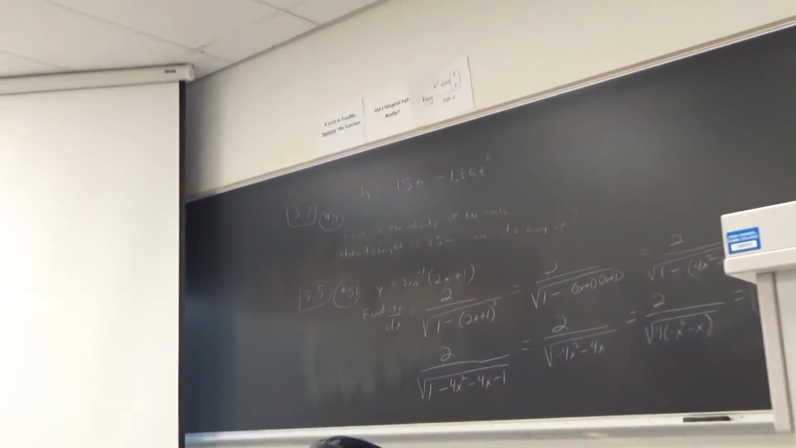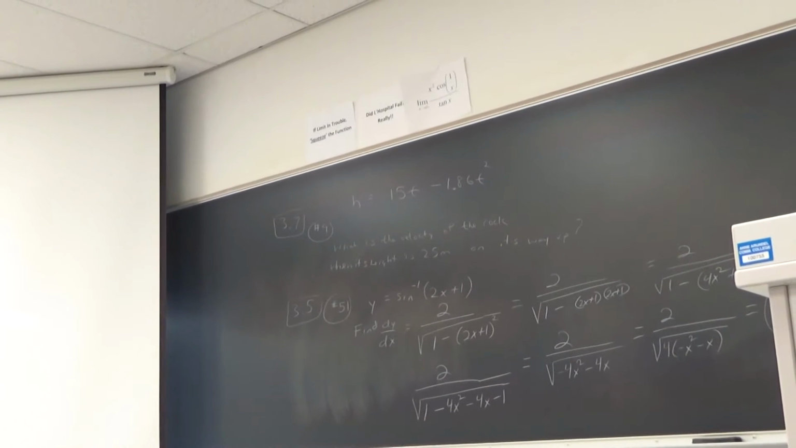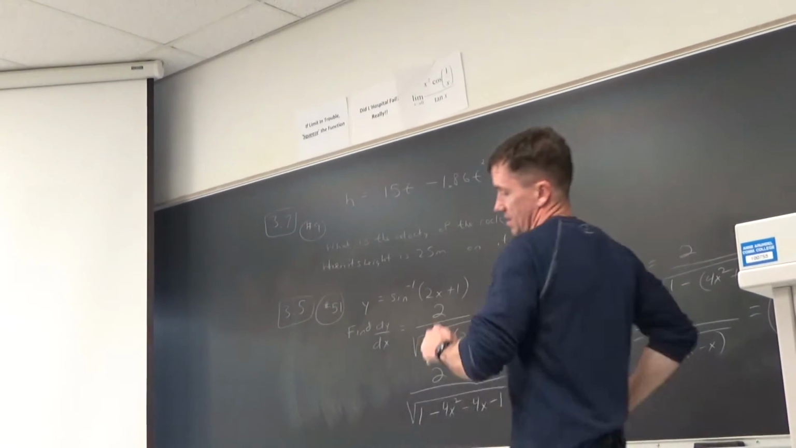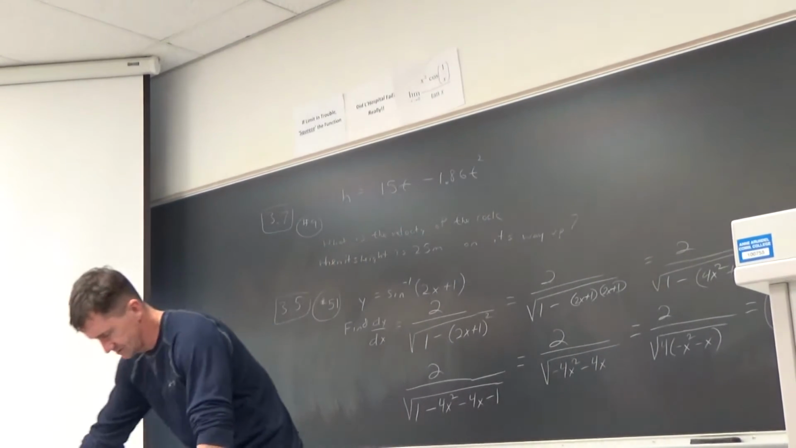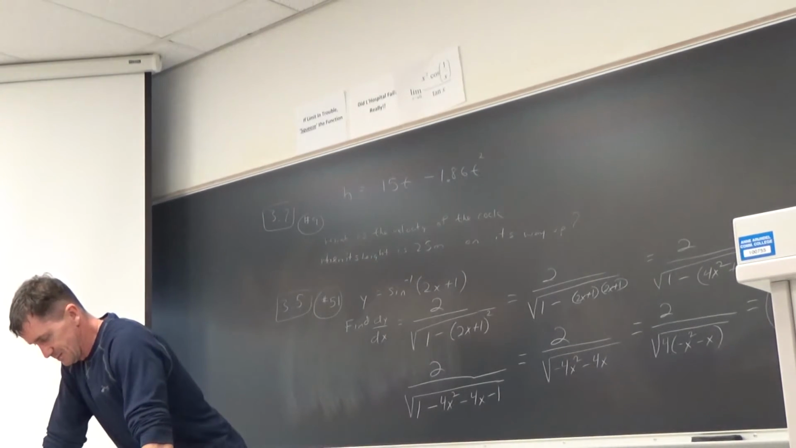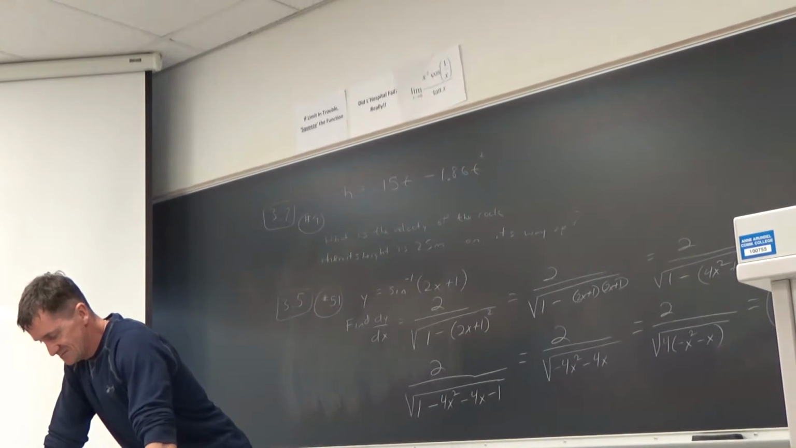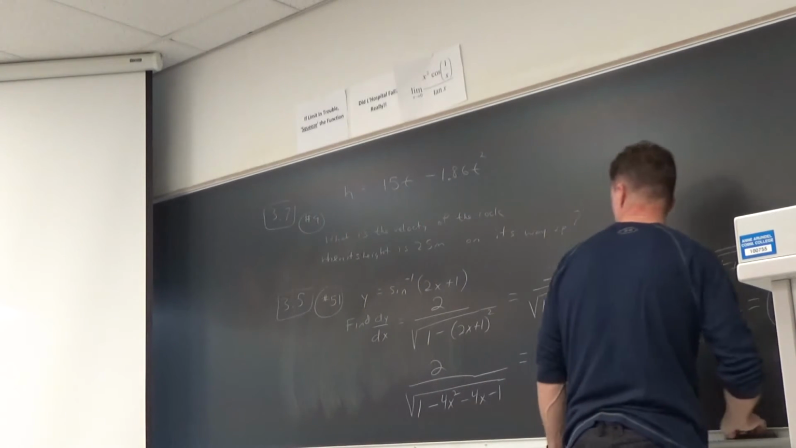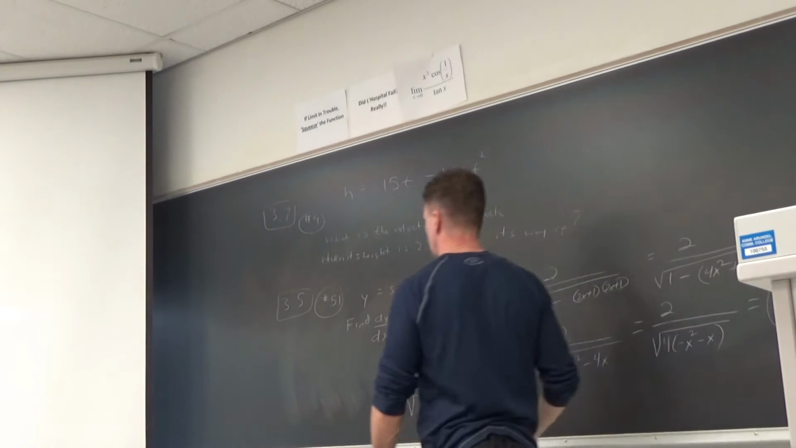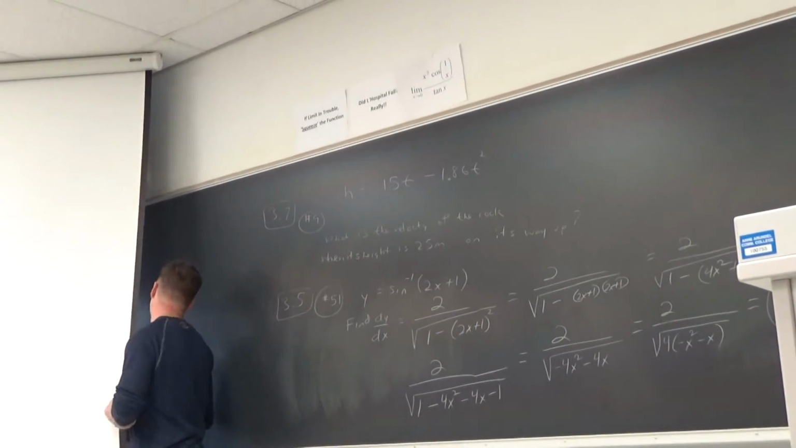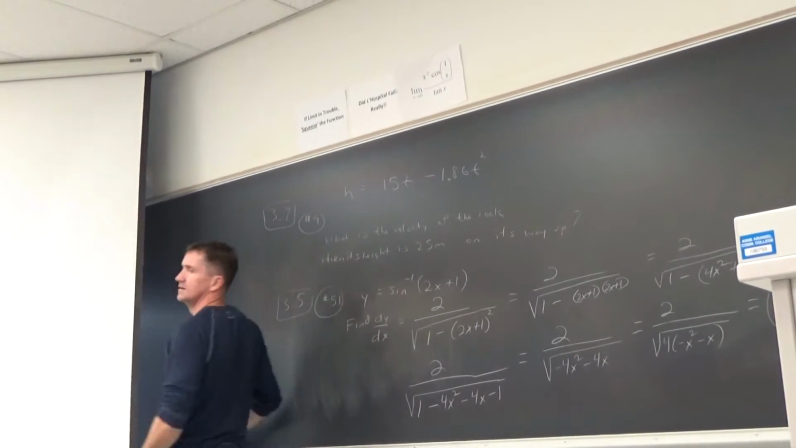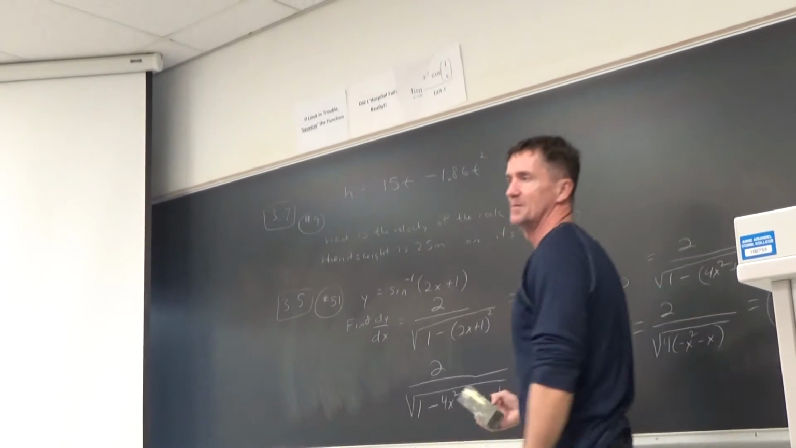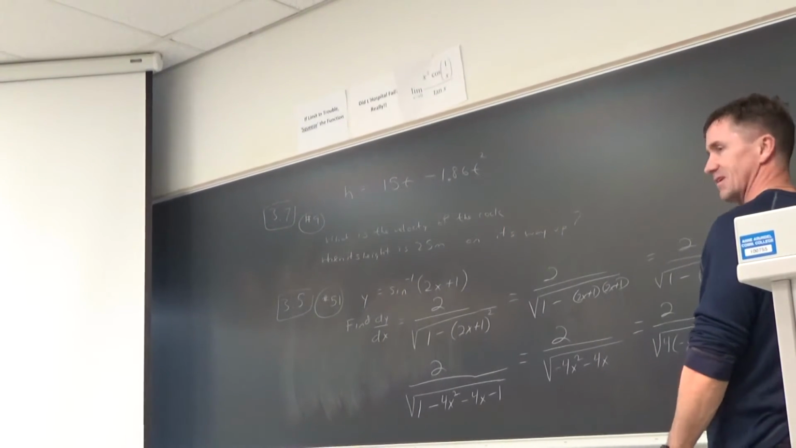Can you do 62 as well? You bet. 62, same section, right? All right. I like this. Arctan of x squared minus x. Find the derivative. All right. Arctan. I love arctan because there's no radical.